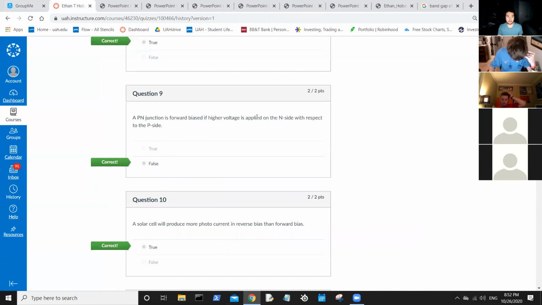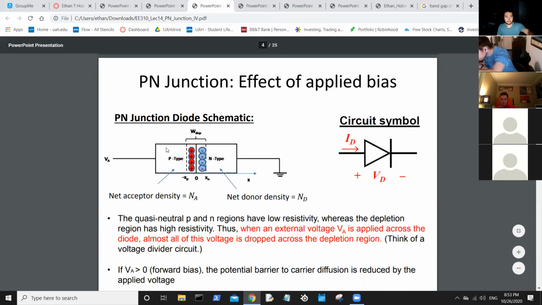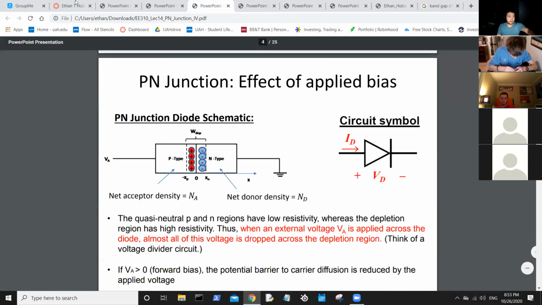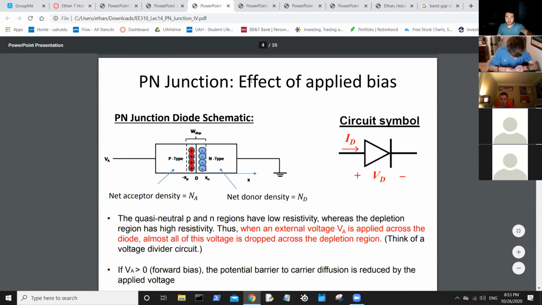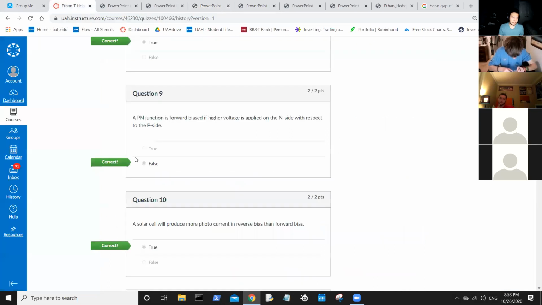Therefore, the answer, asking if it's in forward bias, is that it's not in forward bias here. The electrostatics tell us that the proper use of the diode is the higher voltage, so positive, positive, negative, negative. This is what forward bias looks like. When it's in reverse bias, like the question says, you'd be flipping it, VA would be on the N side as it tells us. Therefore, the question is again false here.